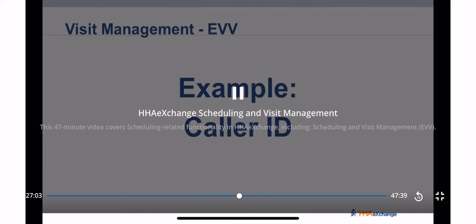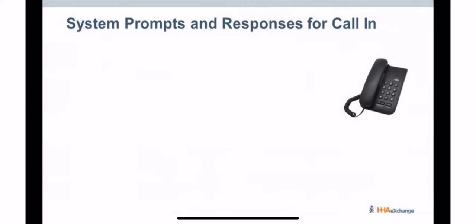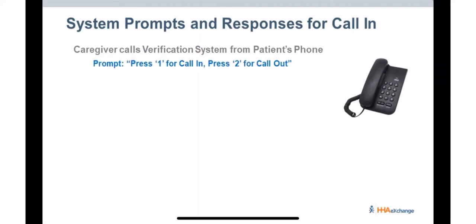Let's look at an example of the system prompts for a caller ID visit call-in. At the beginning of the visit, the caregiver clocks in by calling the automated verification system from the patient's phone. The system automatically prompts the caregiver, "Welcome to HHAeXchange. Press 1 for call-in. Press 2 for call-out." and the caregiver enters 1 to indicate that this is a call-in.